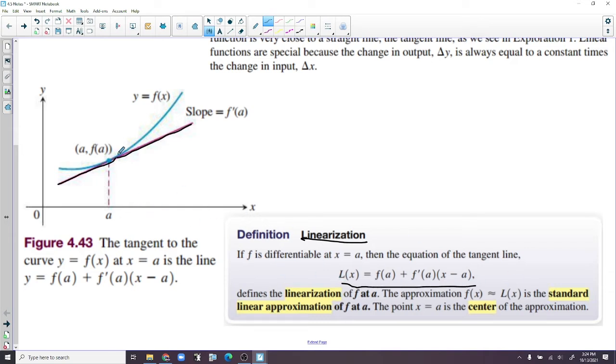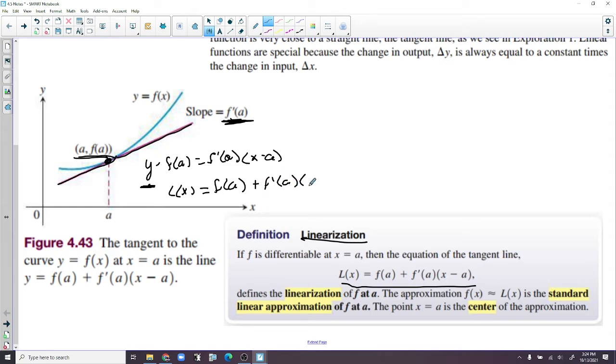It looks really fancy. But if we call this a and f of a, and we know the slope is the derivative of the curve, then we would have y minus y1, or f of a, equal to the derivative times x minus a. So that would be the point, and here we'd have the slope, and this would be the equation of the tangent line. But instead of writing y, they write L of x, the linearization of this curve. And they add over the f of a, they add over the y, and then plus f prime of a times x minus a. So that's where they get this equation right here, and we call it the linearization.